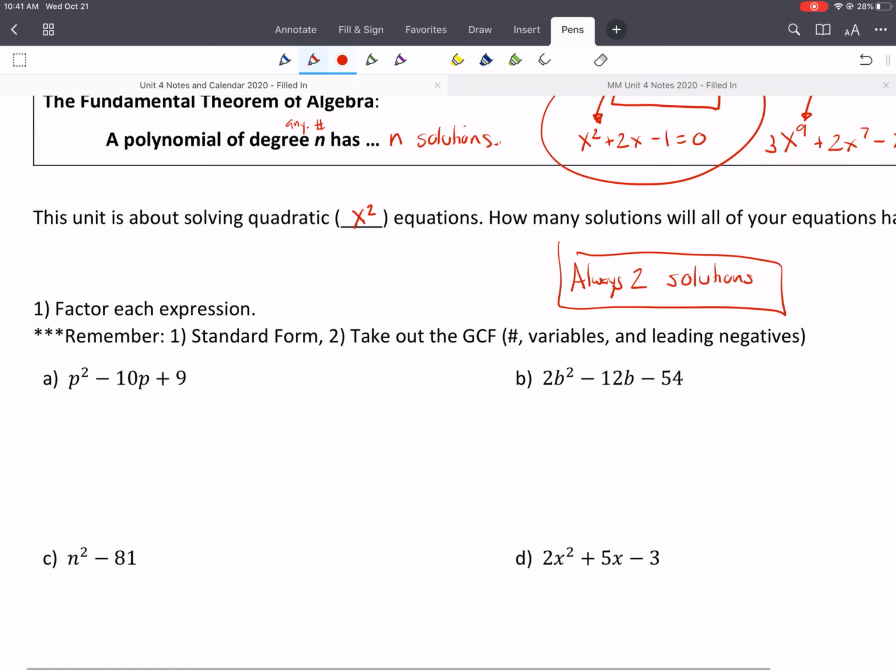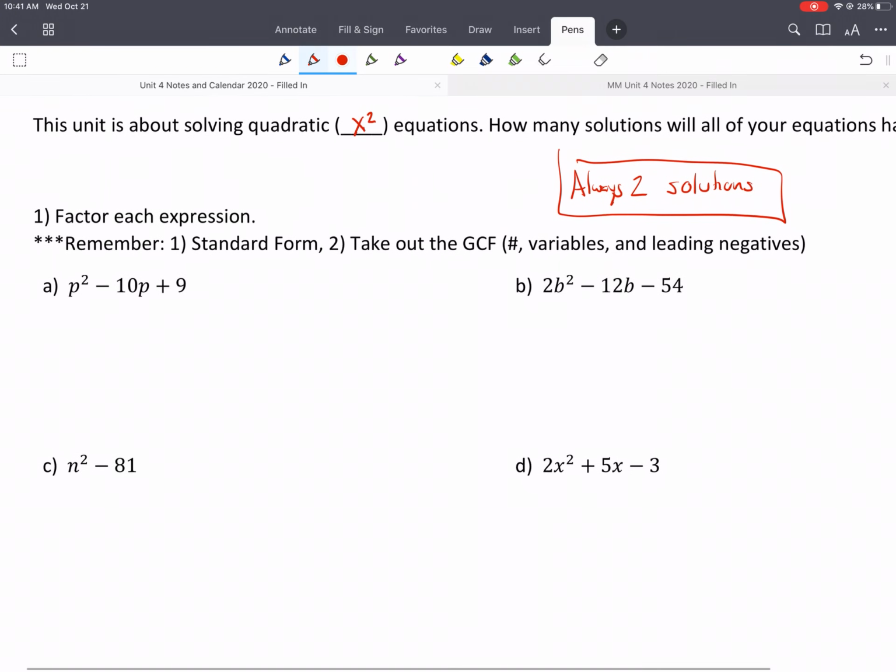Before we get into any solving, let's do a quick reminder of how to factor. These ones are not equations. These are expressions. If I put an equal sign like that, that would be an equation where we could solve. But here, this is just an expression, and we can't solve it, but we can sure factor it.